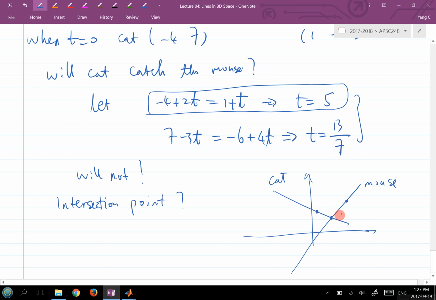But that doesn't mean this could be the time moment at the intersection. It could be, right? But we just proved that it's not, because there are 2 different t values for the x and the y. So when you need this much to try for the x to be the same, you need that much for the y to be the same. You can never get the same t value for both x and y.